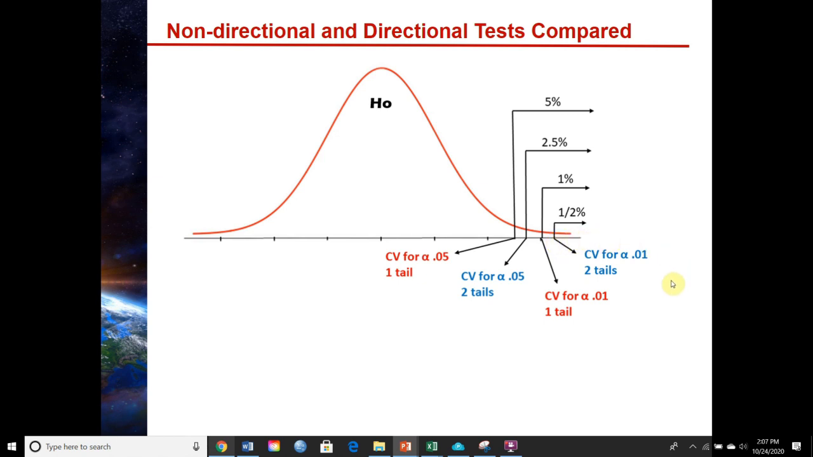All right? Now, as long as you compare apples to apples, it's always going to be easier to reject H0 using a directional test.